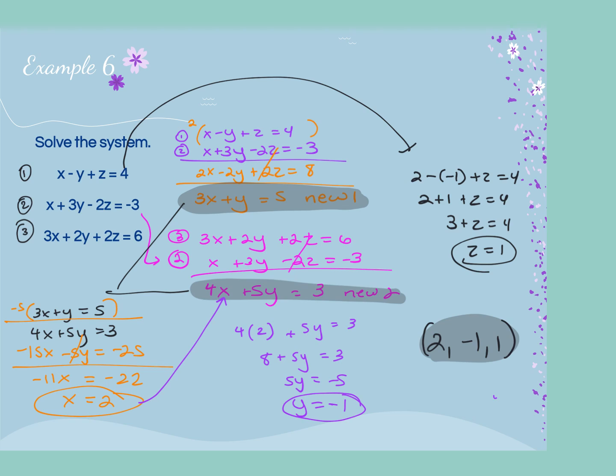So we canceled the z's for both the new 1 and new 2, and then ended up with x equals 2. I plugged that into new 2 and got y is -1, and then plugged them both into the first equation and got z was 1. So my answer is 2, -1, 1.